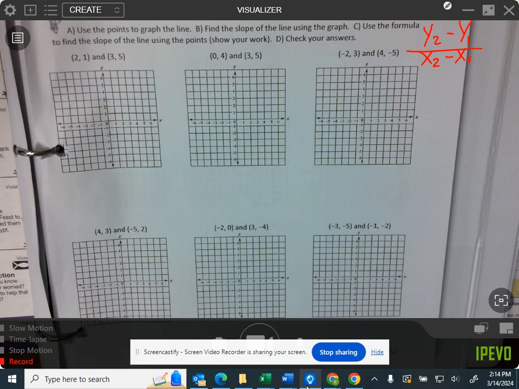Let's do our next one. I like to just go in order and just say, my first pair is my 1 and my second pair is my 2. You could flip it. It's okay. You might have to work with negative numbers. You just have to be comfortable with that.